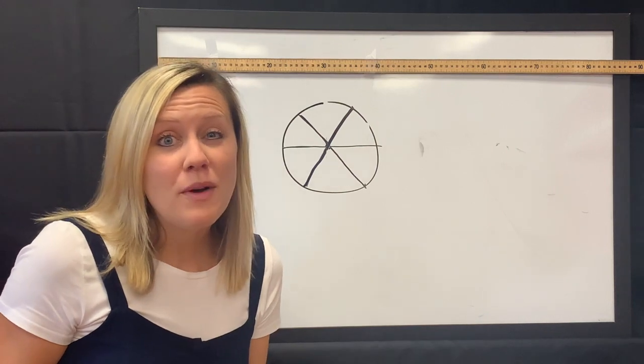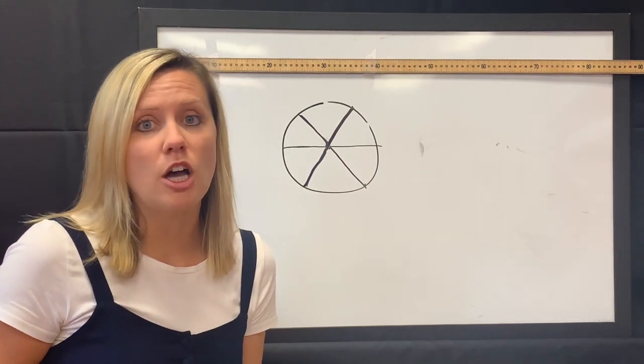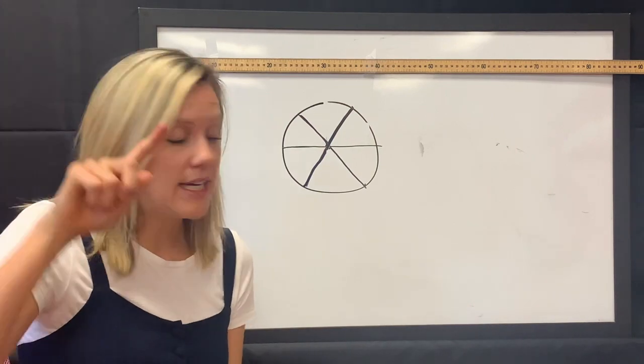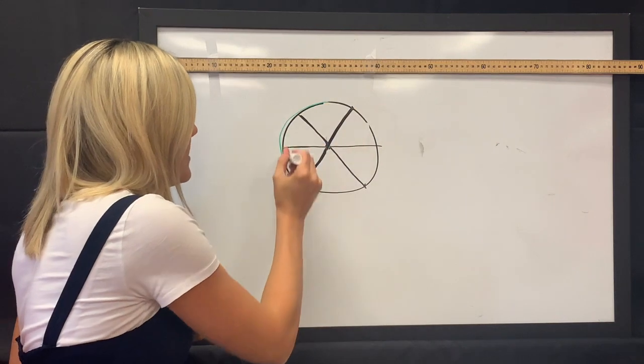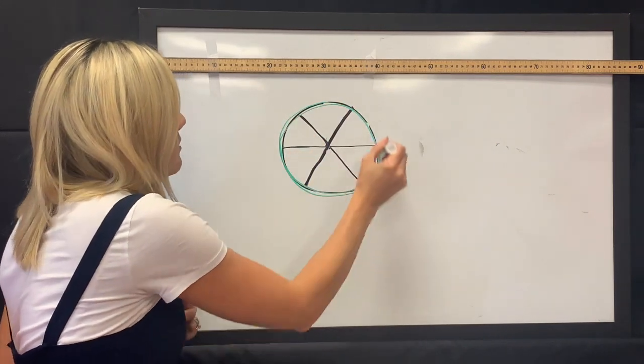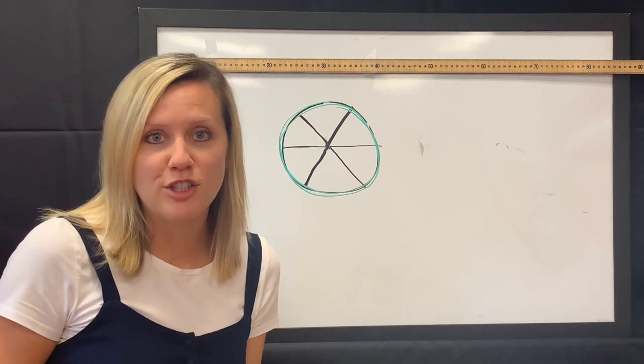Okay, the other one that I mentioned is called circumference. Circumference is the distance all around the entire circle. So this, all the way around, would be called the circumference. It's the distance around the circle.